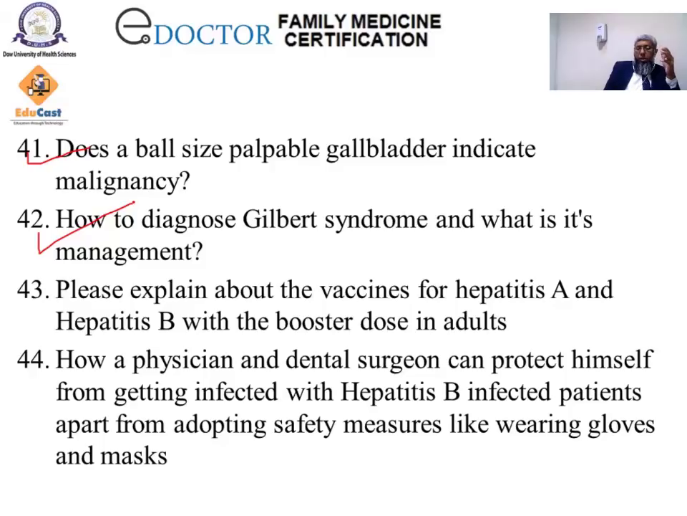For Gilbert syndrome, again, the diagnostic test is genetic testing, which is not available in Pakistan. But if you clearly see that this is indirect hyperbilirubinemia, and you have ruled out G6PD deficiency or hemolysis, then this is Gilbert syndrome.